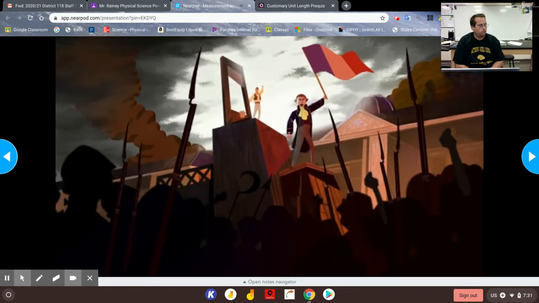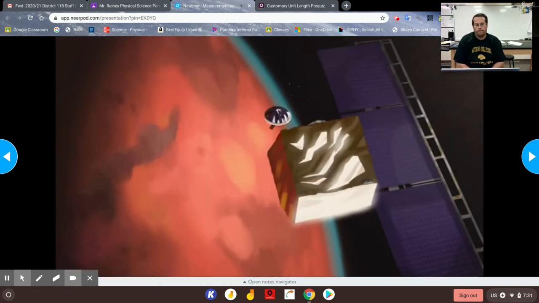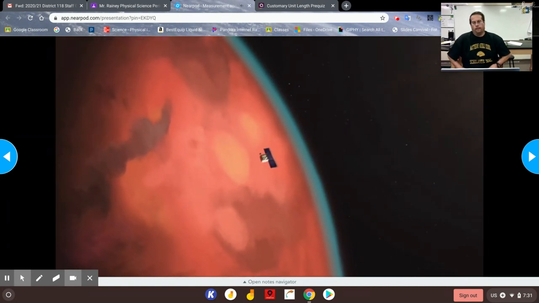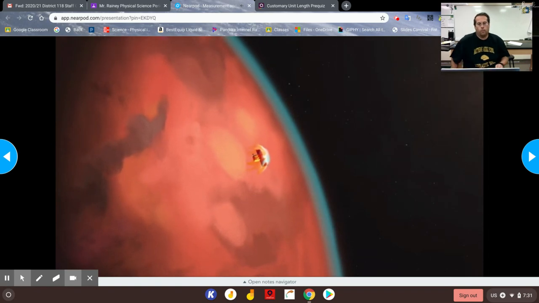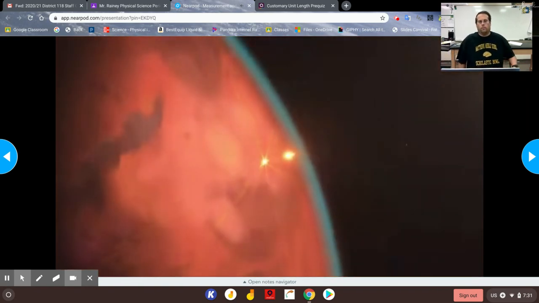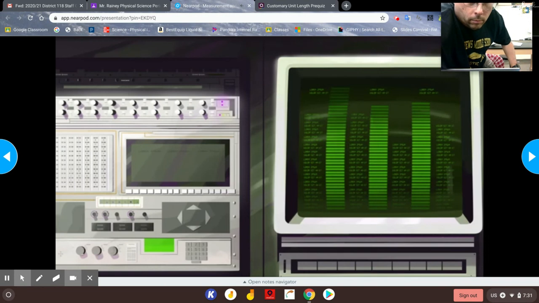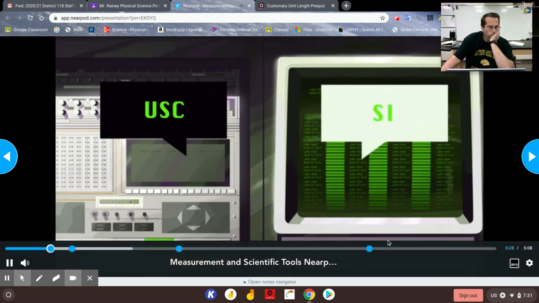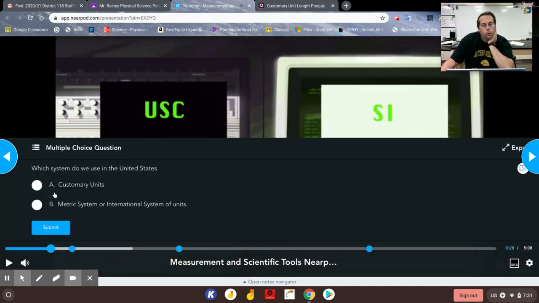What does the French Revolution have to do with the time NASA accidentally crashed a $200 million orbiter into the surface of Mars? Actually, everything. That crash happened due to an error in converting between two measurement systems, U.S. customary units and their SI or metric equivalents. So in the United States, we use what are called customary units. Those are things like feet, pounds, inches, yards, gallons. Make sure you click and you submit and then continue playing.